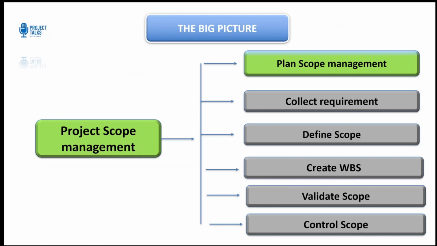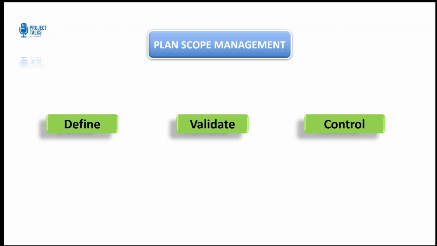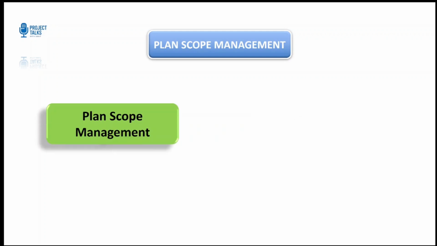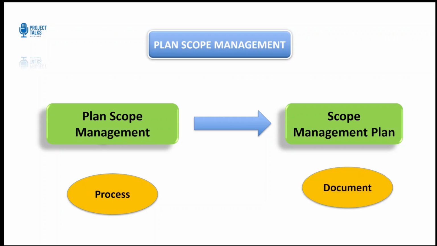First, let's talk about plan scope management. This is the process where we define how the scope will be defined, validated, and controlled. In simple terms, it's the rule book for managing scope. Now, the output of this process of plan scope management is the scope management plan. Don't get confused here. Plan scope management is the process that we follow, and the outcome of the process is your scope management plan, which is a document.